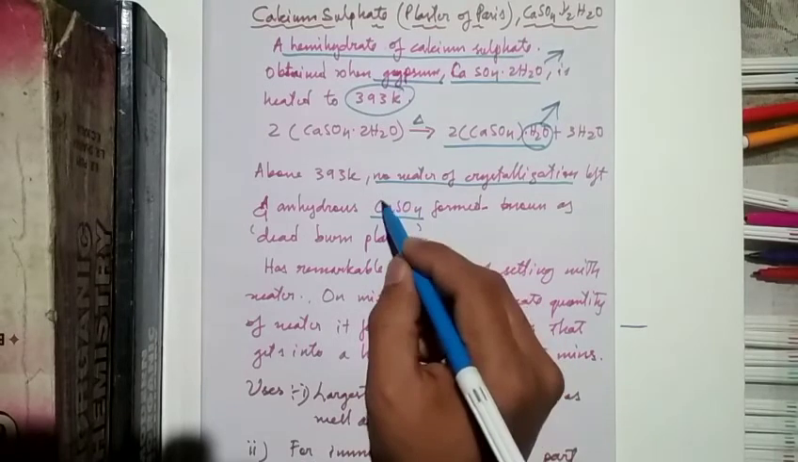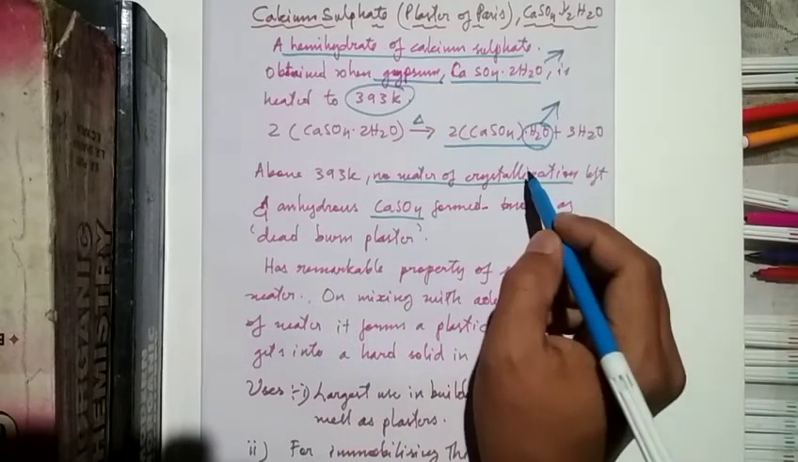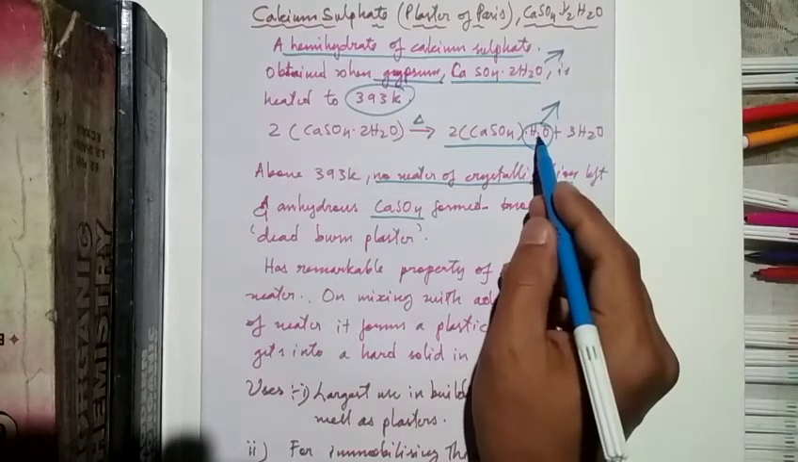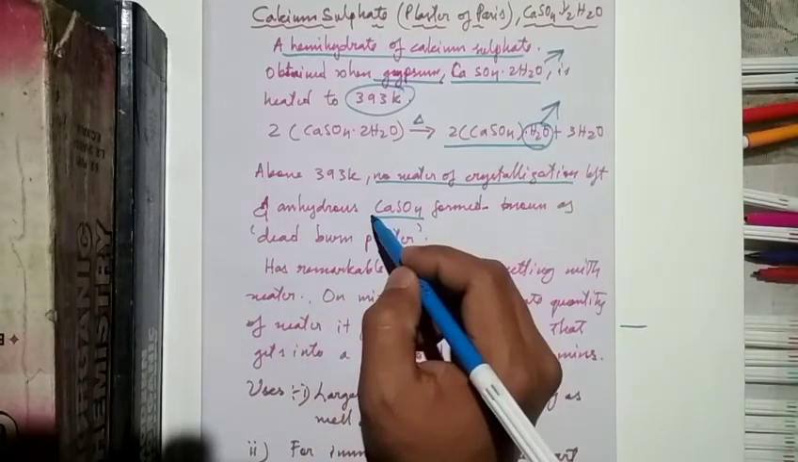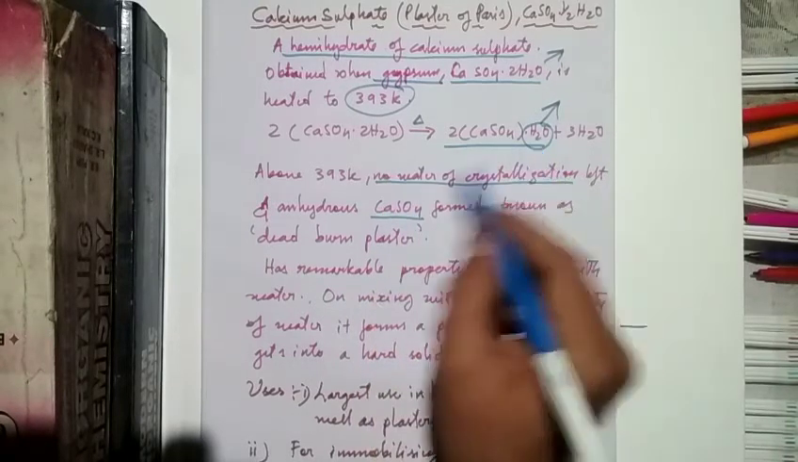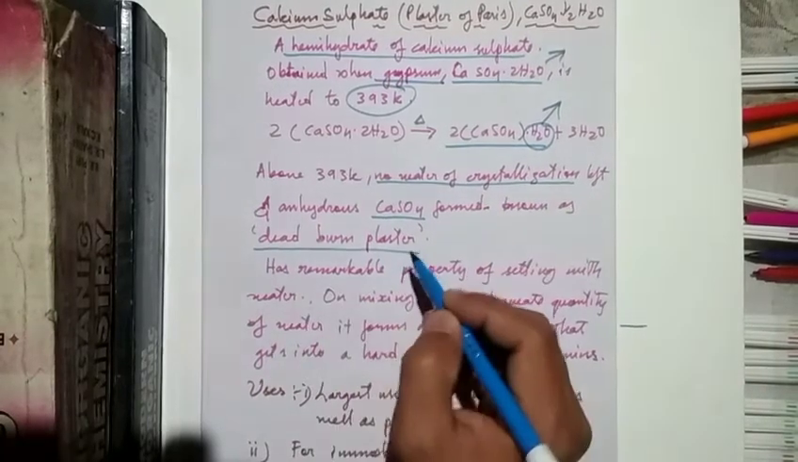This is called anhydrous because no water of crystallization is present. When there is no water of crystallization present, we call it anhydrous. So this anhydrous CaSO4 with no water of crystallization is known as dead burn plaster.